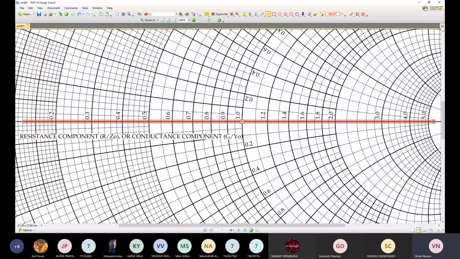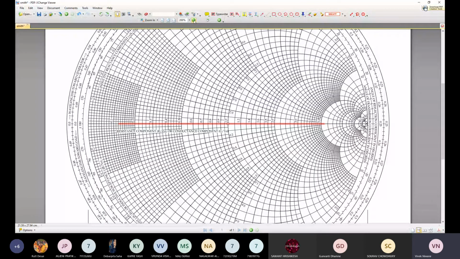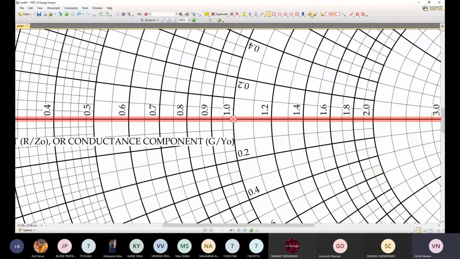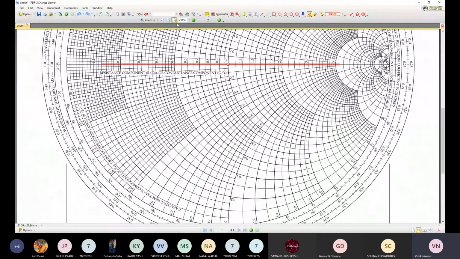So probably you can see this red line now. This red line is at the center of your Smith chart. And probably you have noticed that we do have some values written over there. This is 1.0, and this is 1.2, 1.4, 1.6, 1.8 and so on. These are pure resistances. We are going to represent the values of the resistances, impedances, characteristic impedances, VSWR, everything on this Smith chart itself.